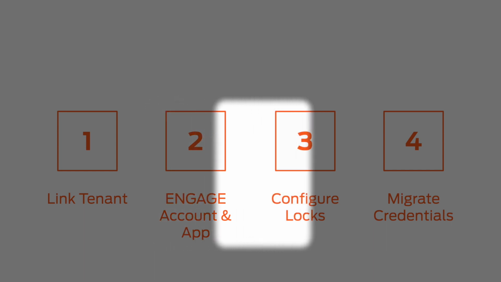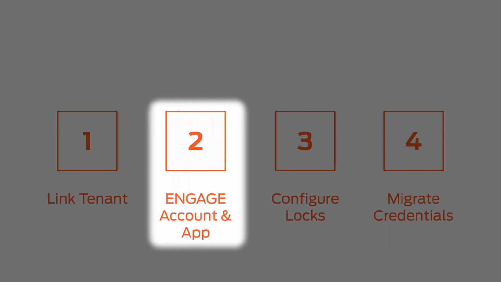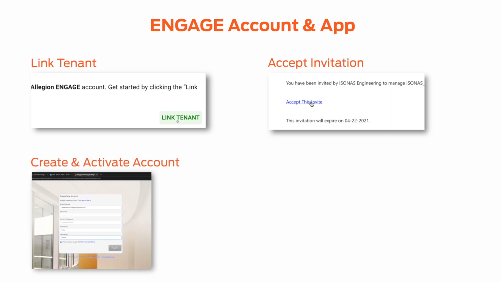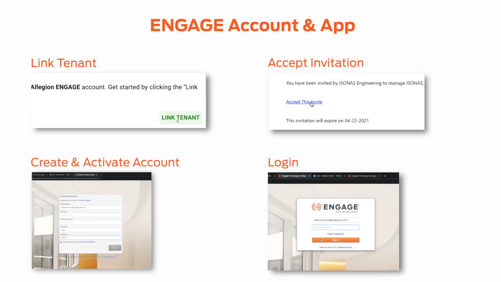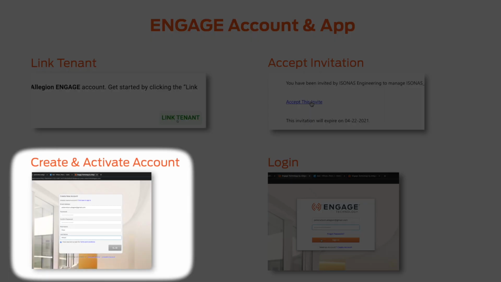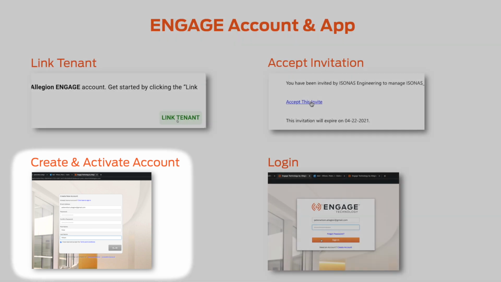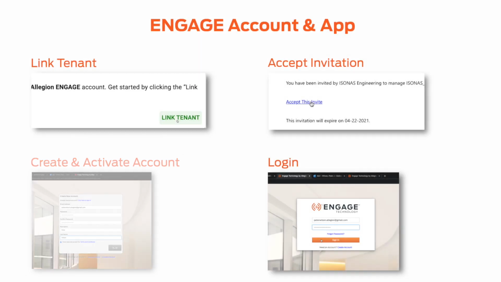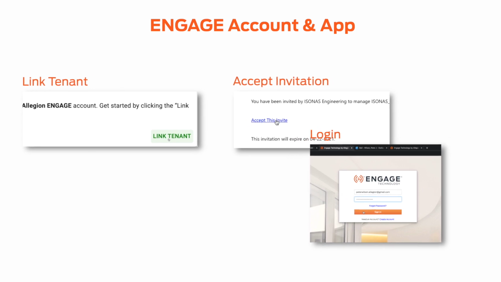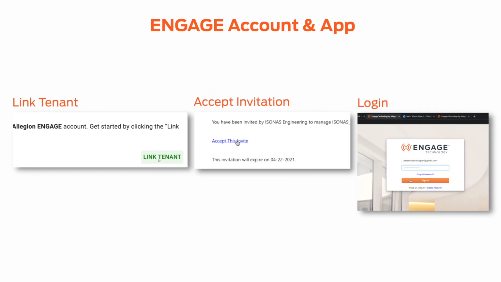One quick note before we go to the next step. Because this is the first time, you had to do a little extra work here. You had to make an Engage account because you didn't have one. But now that you do, linking additional tenants is just a matter of clicking the Link Tenant button, accepting the invitation, and logging in. More on that in just a moment.